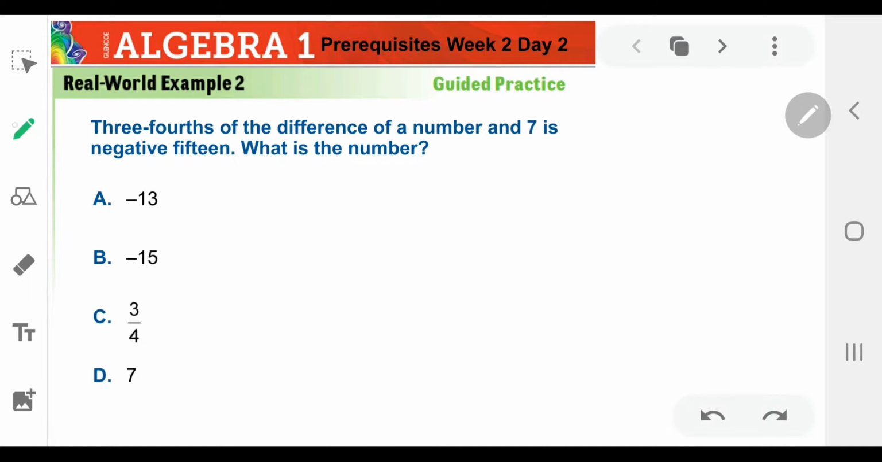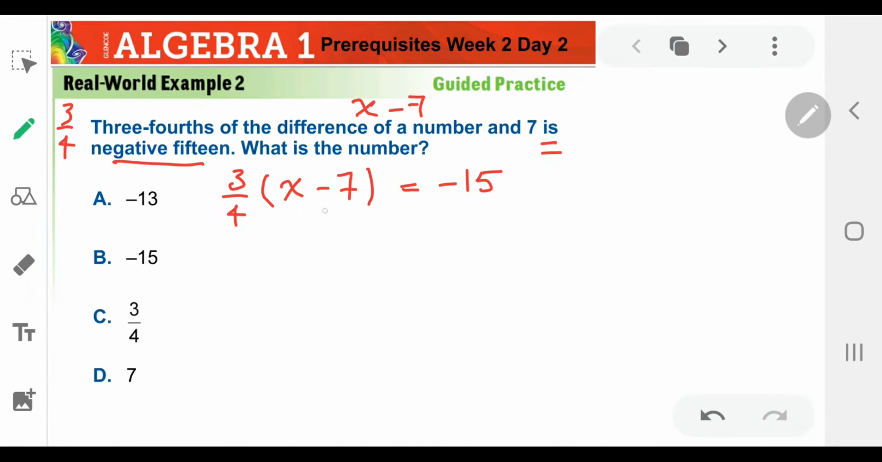So let's read this one together. 3/4 of the difference of a number and 7 is negative 15. "Is" means the equal sign. The difference of a number and 7, if we assume this number is x, the difference means a subtraction operation, so it is x minus 7. 3/4 means 3/4. So let's put it all in one equation: 3/4 of the difference of a number and 7, x minus 7, is equal to negative 15.